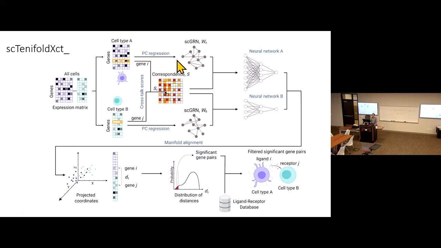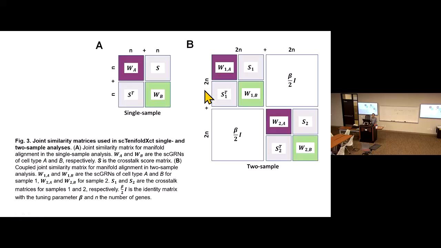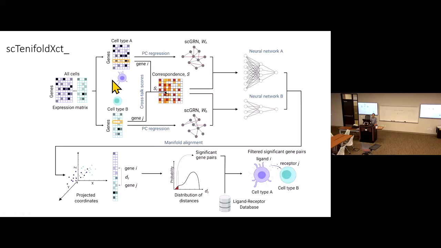So I'm showing you the combination of these 1, 2, 3 matrices. This is the network from cell type A, and this is the network from cell type B. The matrices are the same size because they contain the same genes. And this S and its transposed matrix are the corresponding matrices. So all these 4 will be put together and given to the neural network. That's what this part is about.